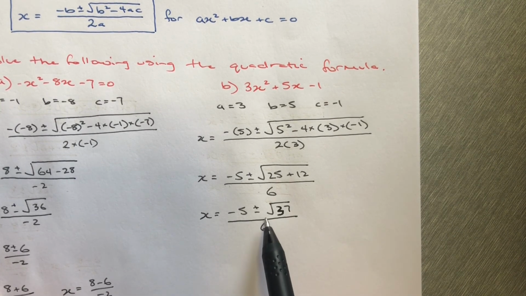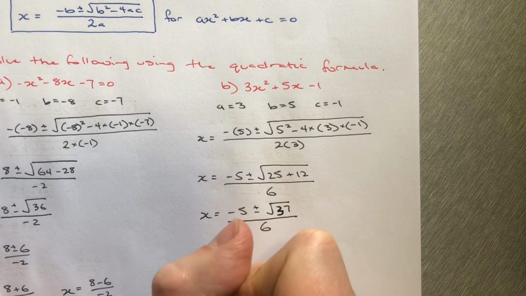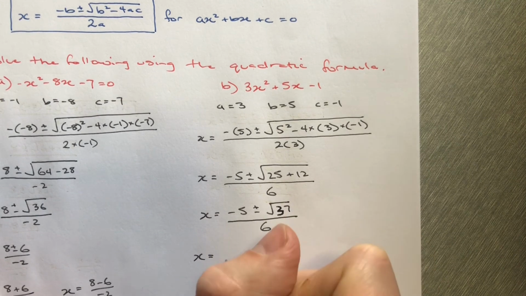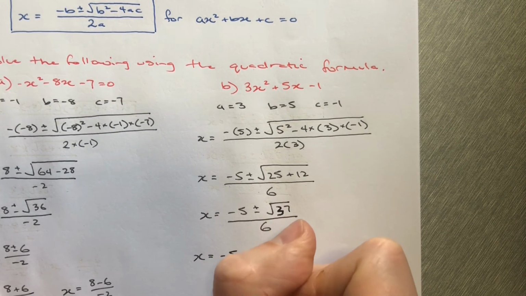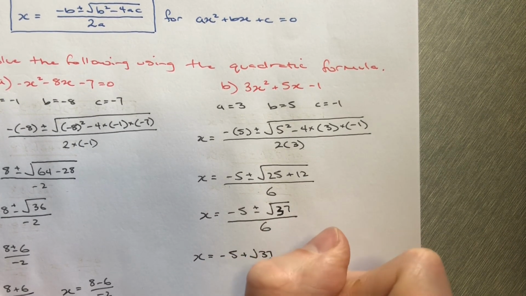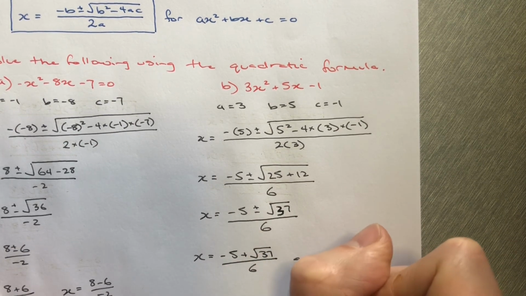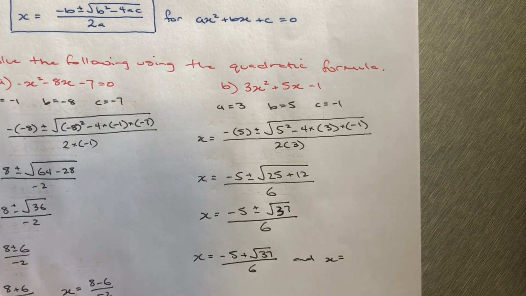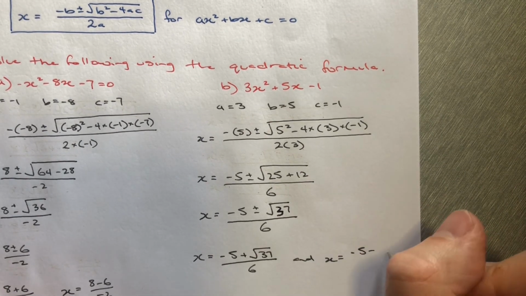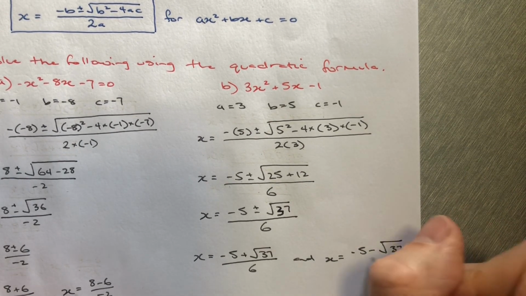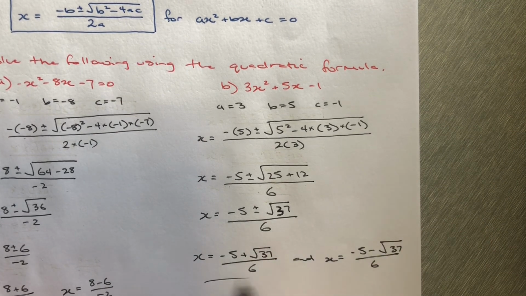So again, this is two answers. There's one with a plus and one with a minus. So I'm going to write them both just to make it a bit more clear. But this is also fine. So minus 5 plus the square root of 37 divided by 6. And also x equals minus 5 minus the square root of 37 divided by 6. So there's our two answers just there.